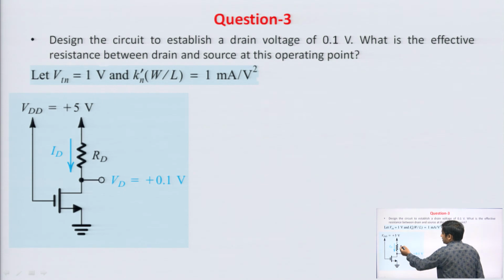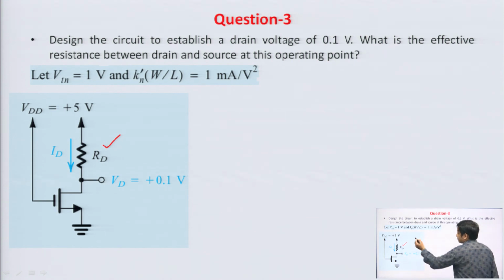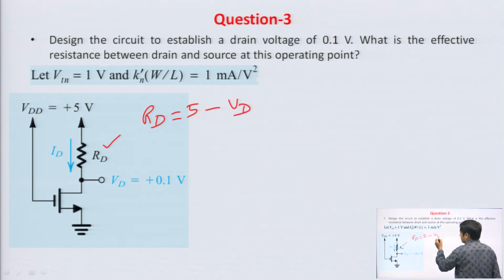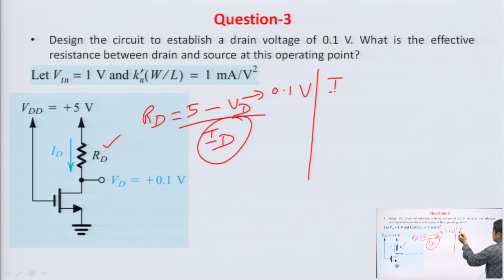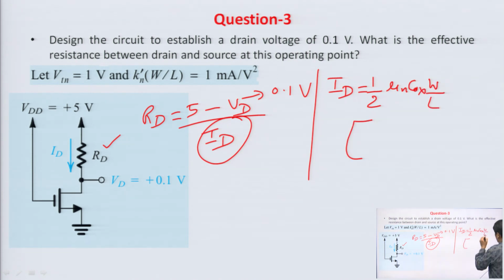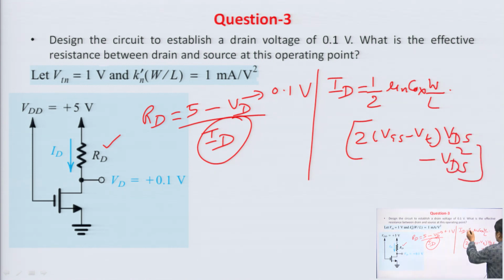Now, we can easily find out the value of Rd if we know the value of Id, because Rd will be the voltage difference across Rd, that is 5 volt minus Vd, upon Id, fine. Vd is given in the question, that is 0.1 volt, so just find out Id. In linear region, the drain current equation is 1 by 2 mu n Cox W by L, in square bracket, 2 into Vgs minus Vt into Vds minus Vds square. This is the drain current equation.